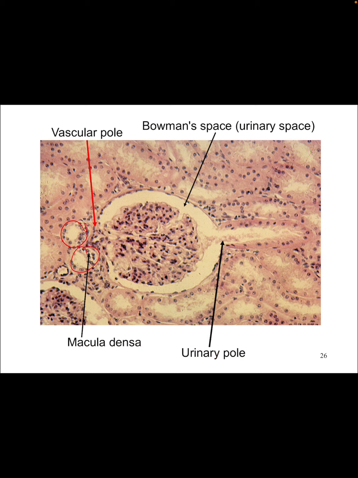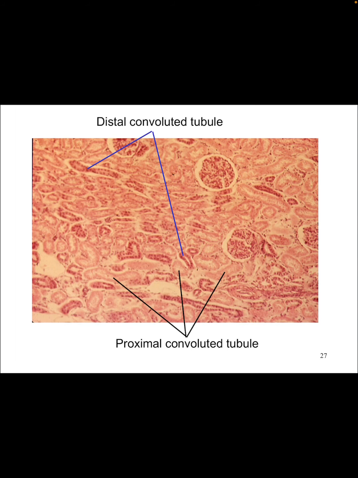So this area here is the vascular pole, and this is the urinary pole, and in this structure here, all of the urine goes from the area of the Bowman's space or urinary space toward the proximal convoluted tubules. As I said, simple cuboidal epithelium with brush border or microvilli. We can see here most of the proximal convoluted tubule structures in the area of the cortex. The lining is simple cuboidal with a brush border. All of these structures are the proximal convoluted tubules.